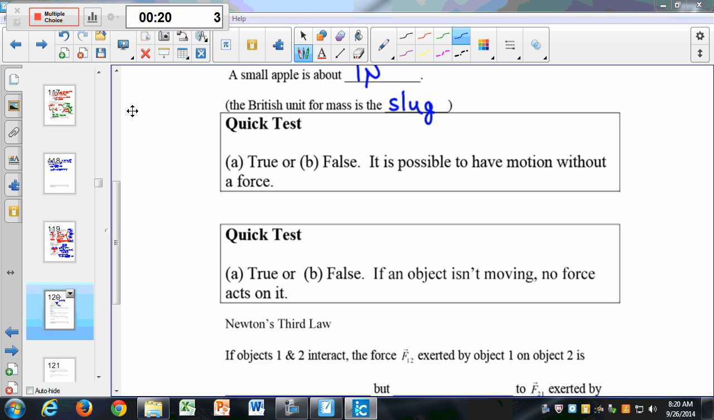Okay, so it is possible to have motion without a force. Is that statement true or false? It is possible to have motion without a force.